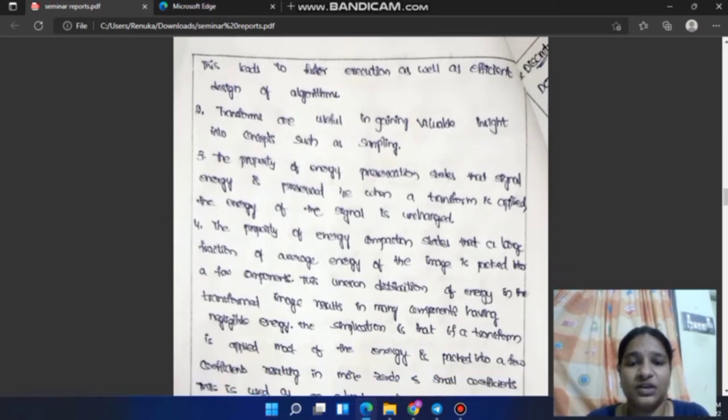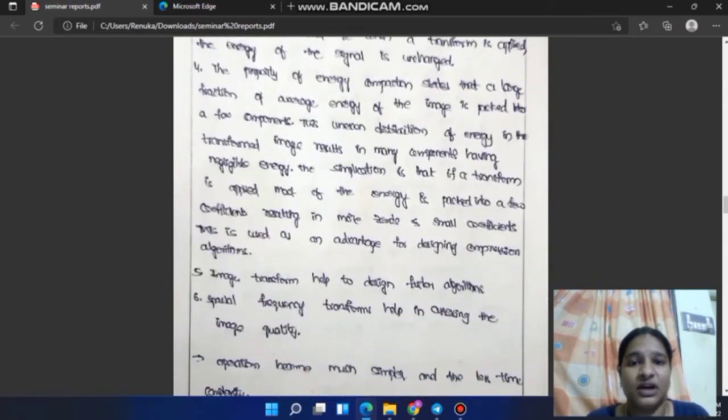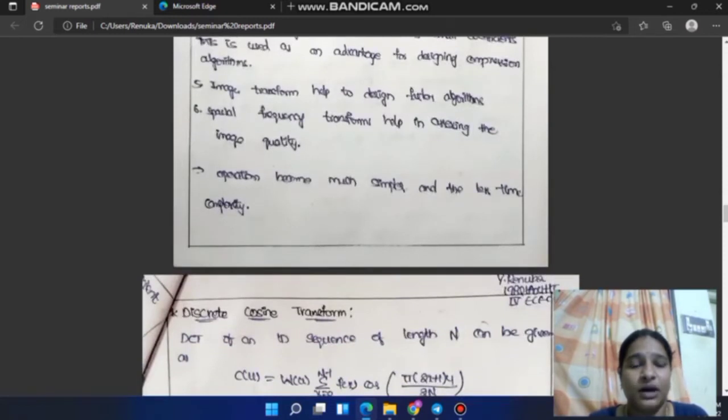The property of energy preservation states that signal energy is preserved, that is, when the transform is applied, the energy of the signal is unchanged. The property of energy compaction states that a large fraction of the average energy of the image is packed into a few components. This uneven distribution of energy in the transformed image results in many components having negligible energy. The implication is that if a transform is applied, most of the energy is packed into a few coefficients, resulting in more zeros and small coefficients. This is used as an advantage for designing compression algorithms.